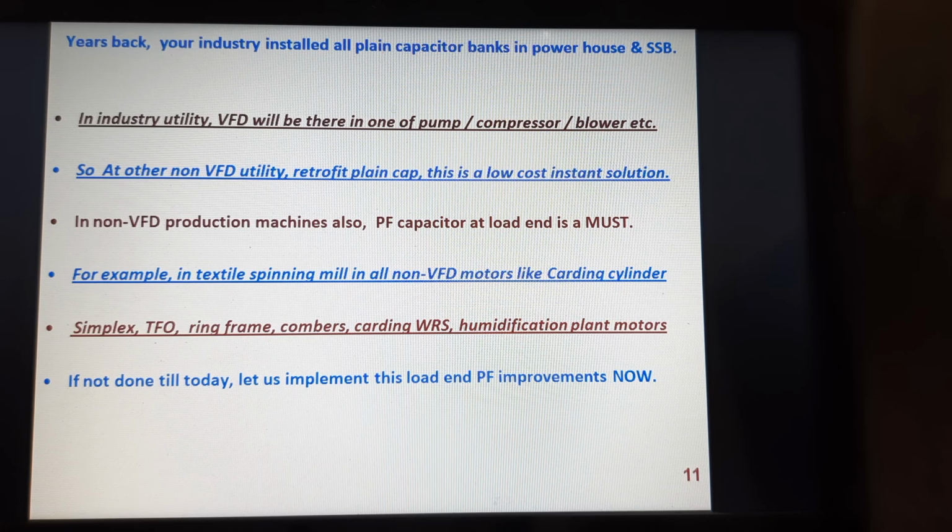In non-VFD production machines also, a PF capacitor at the load end is a must. For example, the textile spinning mill has non-VFD motors like carding cylinder motor, simplex, TFO, ring frame, combers, carding WRS and humidification plant motors. Wherever VFDs are not fitted, capacitors need to be given at the load. Then only you can see the stage-wise improvement in power factor, and the harmonics reduction can be seen accordingly.